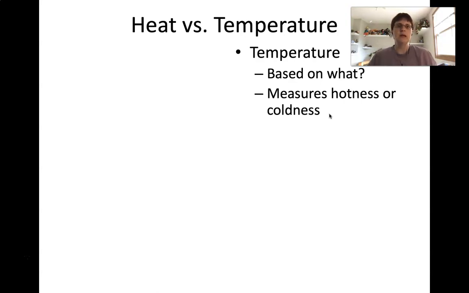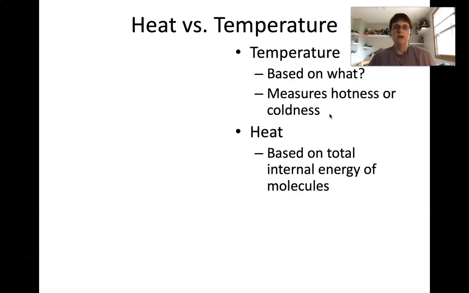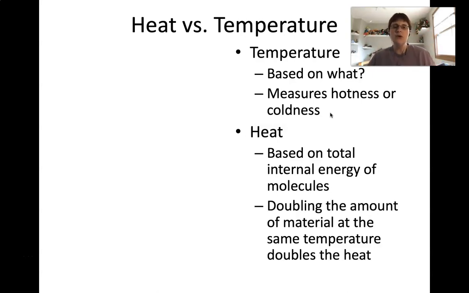So basically what we're doing is measuring the hotness or the coldness of the object. And so that's really what temperature is doing for us. Heat is different. Heat is based on the total internal energy of the molecules. So temperature is based on the average kinetic energy. Heat is based on the total internal energy of the molecules, so the total energy of all of the molecules in that material. And so if you double the amount of the material at the same temperature, it doubles the amount of heat.